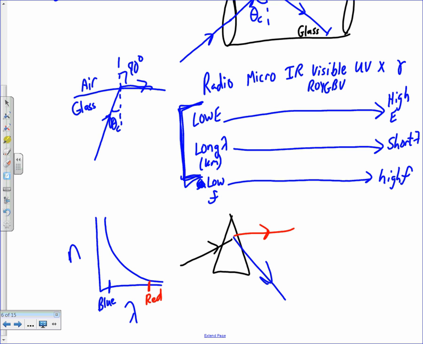Right. Yeah, so the normal line here would look like this. The red light is bent a little bit, the blue light is bent a lot. And then in between you get your orange, yellow, green, blue, indigo, violet. Something like that, yeah. It's less than red is the point.